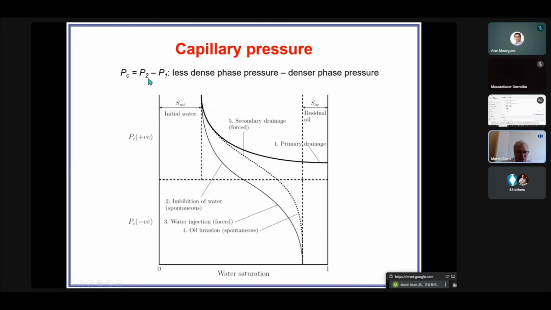If it's gas oil, gas minus oil. If it's gas water, it's gas minus water. This is a positive capillary pressure. So what it represents is where water can enter the pore space at a lower pressure than the oil. So that's spontaneous imbibition. When the capillary pressure is negative, the water pressure has to be higher than the oil pressure in order to enter the pore space, and that's a forced injection.